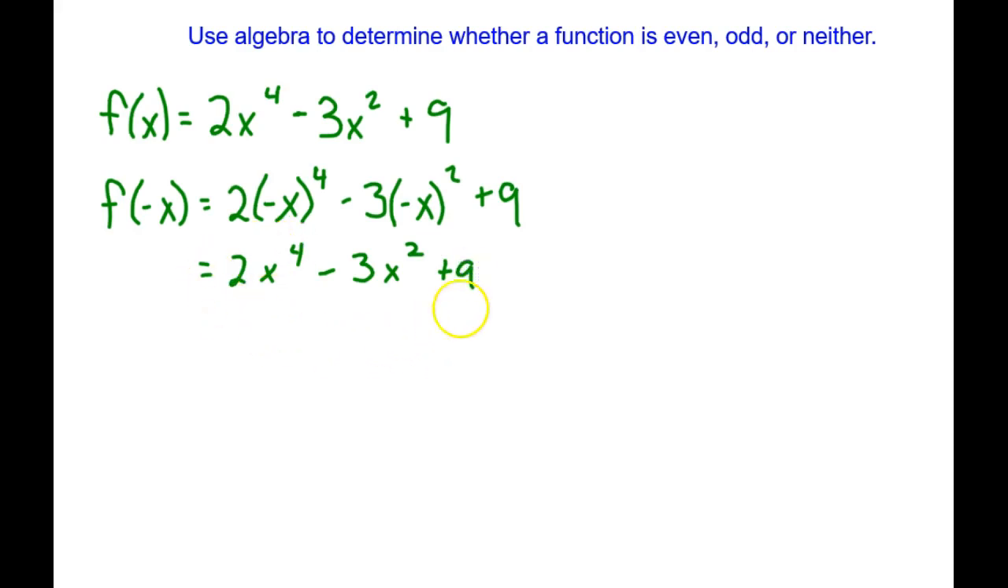So after we have this simplified, we want to look and compare our result to our original. We had 2x to the fourth minus 3x squared plus 9, and we end up with 2x to the fourth minus 3x squared plus 9. So we end up with f of x being equal to f of negative x. If that result is true, we get f of x equal to f of negative x. That implies that we have an even function.